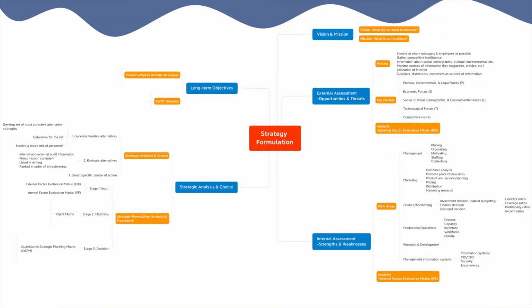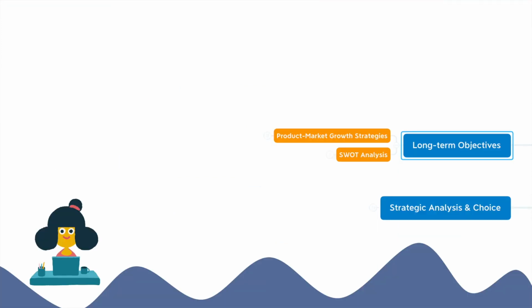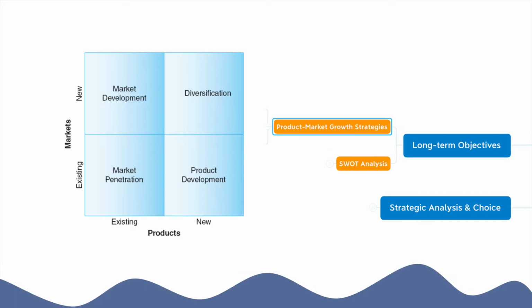Okay, now we reach the last part of strategy formulation. Let's see. Ooh, it's time to set our long-term objectives. We can understand our way better by using product market matrix and SWOT analysis. How a company or strategic business unit can achieve growth. Prof. H. Igor Ansoff proposed this matrix.